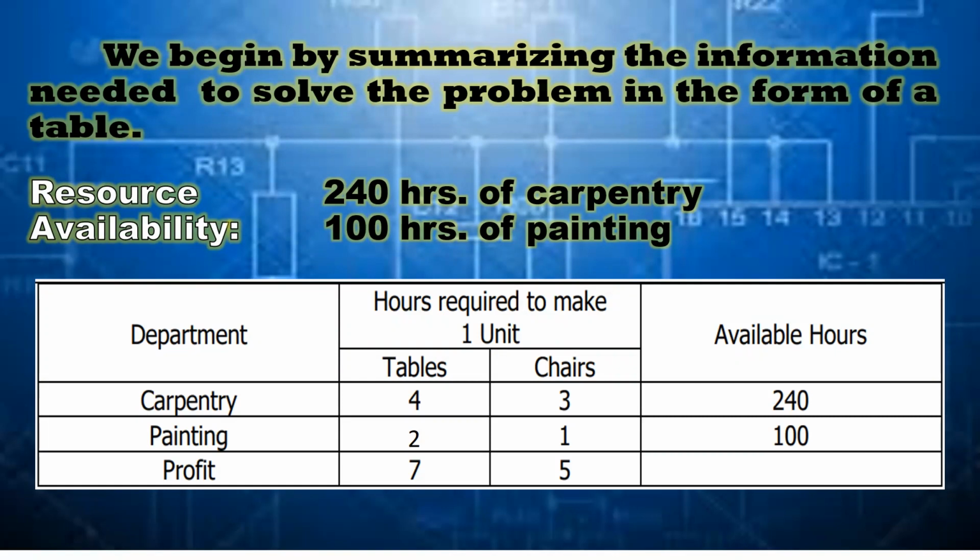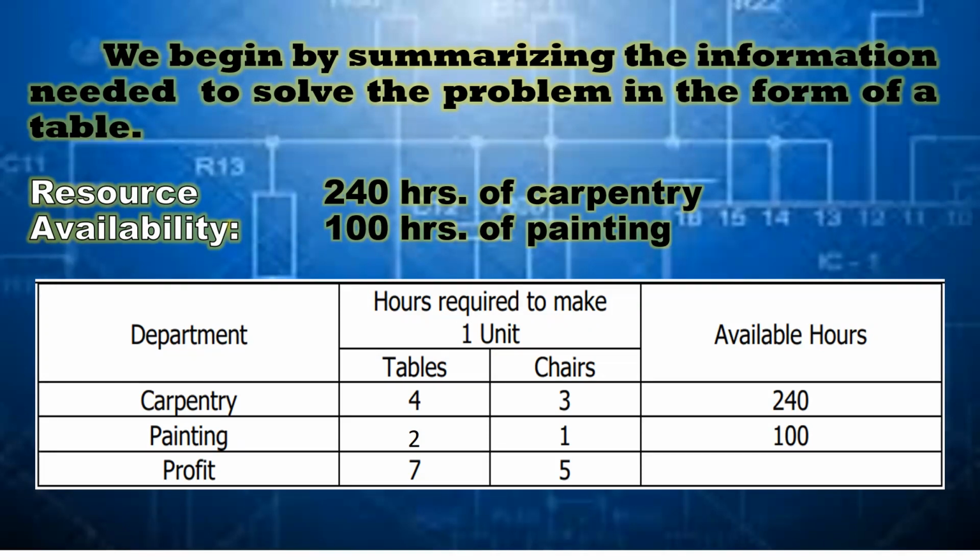So if you recall, we have two departments: the carpentry and the painting. We have two products, and that is the tables and chairs. According to the problem, to create 1 unit of table, it requires 4 hours of carpentry. And to produce 1 unit of chair, it requires 3 hours of carpentry. And remember, according to the problem, we have 240 available hours.